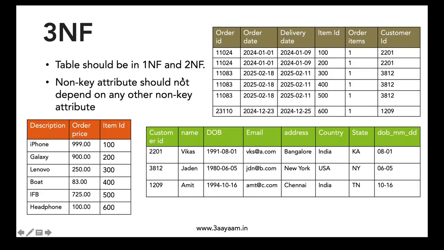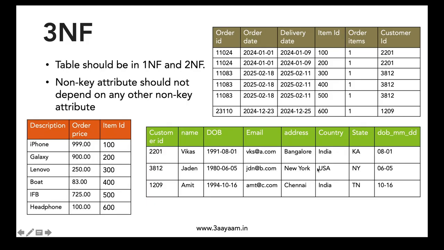So these 2 tables are in third normal form. What about this one? So customer ID is the primary key, so we'll not talk about customer ID. So let's see name. As you already know, name is completely dependent on customer ID. It is not dependent on anything else. Same is the case with date of birth, because date of birth belongs to the customer ID, and we can have duplicate names. So customer ID is the primary key. Same is the case with email. Address also.